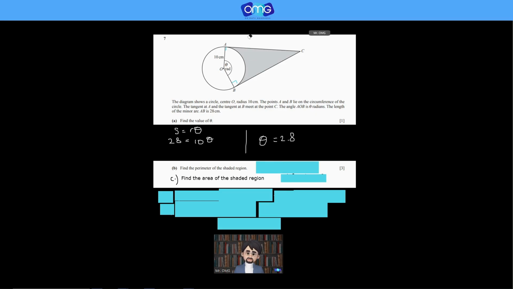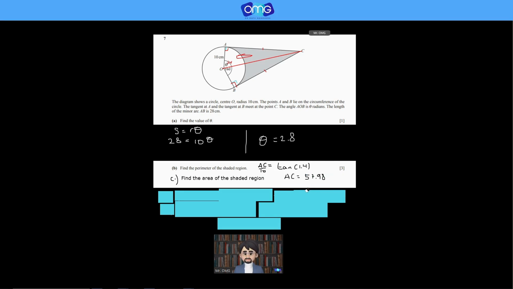To find the perimeter of the shaded region, we need to know that this is 90 degrees, don't forget, because radius and tangent make 90 degrees, that's the circle theorem. And don't forget AC also equals BC in the circle theorem. So look at this triangle here. So tan of theta over 2, this is 1.4, 2.8 divided by 2. Tan 1.4 equals AC divided by 10. So from here we know that AC equals 57.98.